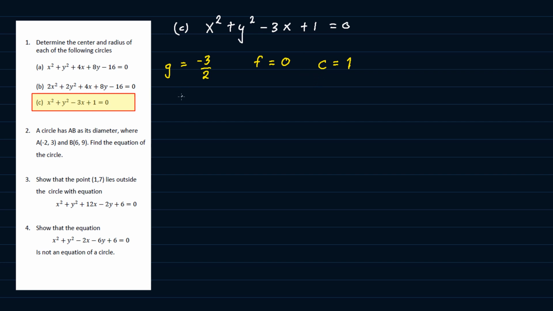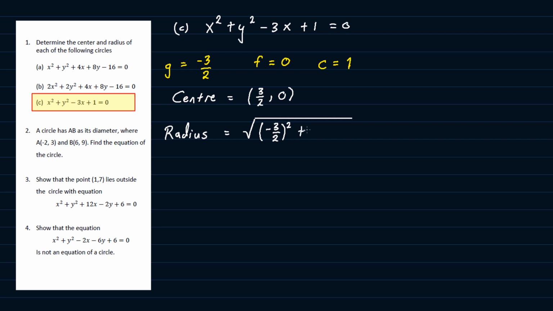Therefore, for the center of the circle, we will have minus G, which is just going to be 3 over 2, and minus F, which is just 0. Then for the radius, we'll just be having the square root of G squared. So G here is minus 3 over 2, so we square it, plus F squared, that's 0 squared, minus C, which is just minus 1.